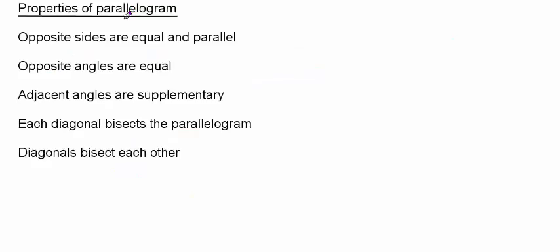The first one on the list is a parallelogram. In a parallelogram, the opposite sides are equal and parallel, which means this side is the same length as this side, and they are parallel, and this side is the same length as this side, and they are parallel to each other. This is what you call a parallelogram.